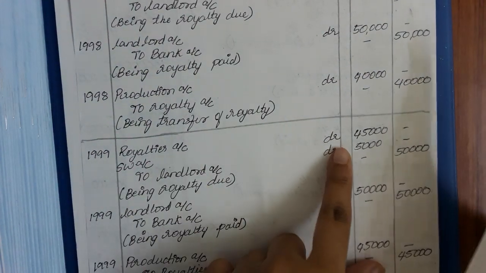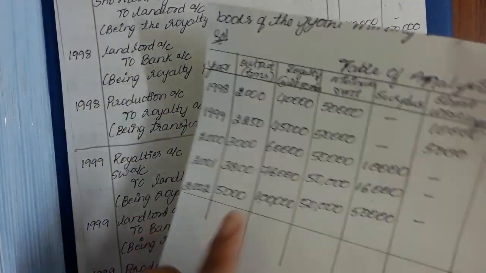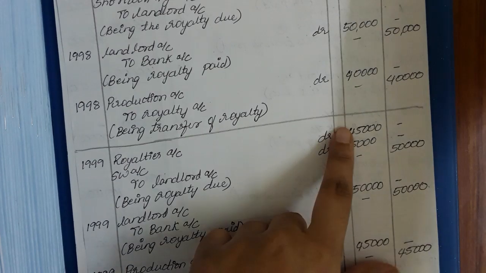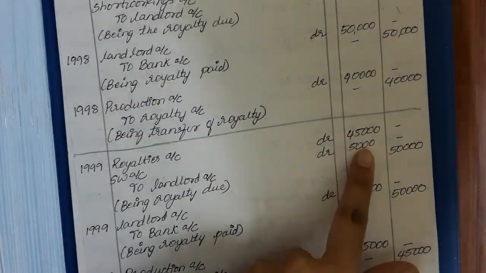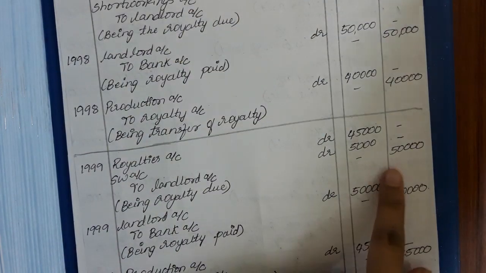1999. Royalty account debtor, short workings account debtor to landlord account. So how much royalty did I get in the second year? 45,000. How much short workings? 5,000. So totally how much did you pay the landlord? 50,000 is written.